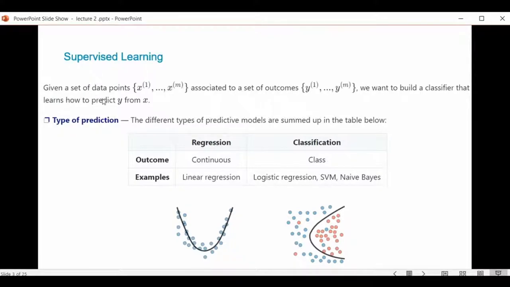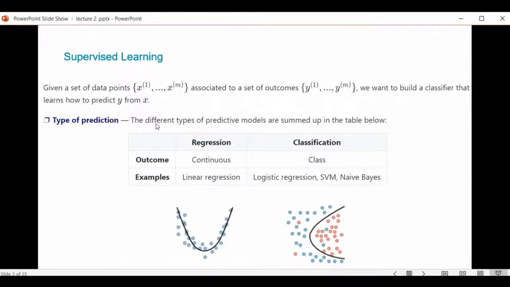Supervised learning is the most common form of machine learning. You're given a set of data points, often labeled with X, and an associated set of outcomes, often labeled with Y. And we want to build a classifier to learn how to predict Y from X.